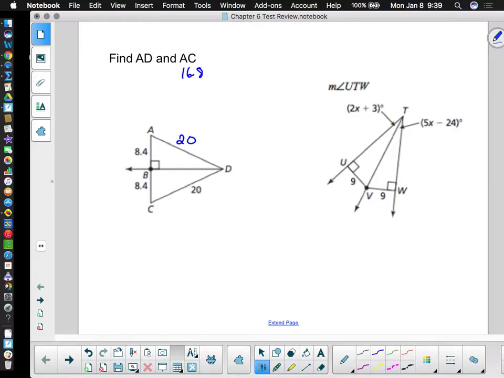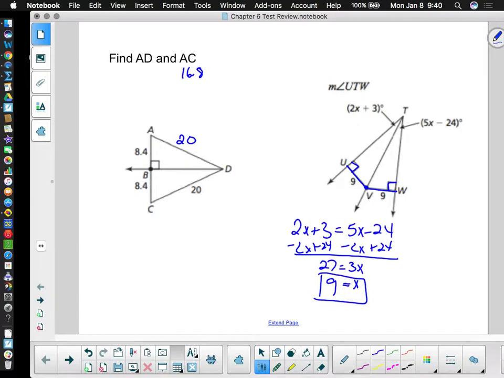For this one, UTW, a little bit trickier. This is a little more work because we've got the algebra expression. So what are we going to do to first solve for x? Is this indeed an angle bisector? Yes, because the point V is equally distant from both sides. If any point on the angle bisector is equally distant from both sides, and a point is equally distant from both sides, it lies on the angle bisector. That's the converse. So I can say that 2x plus 3 equals 5x minus 24. And then we do the math. I get 27 equals 3x, so x equals 9.